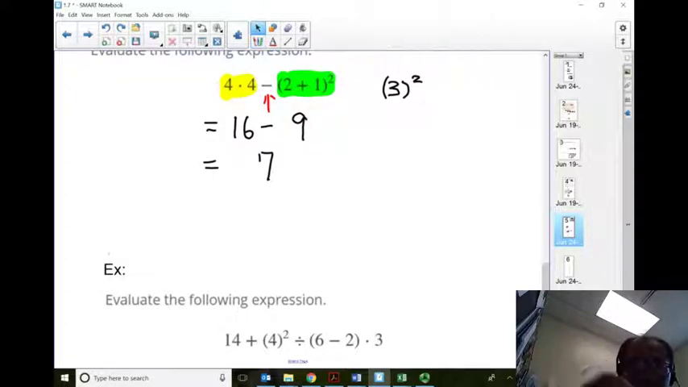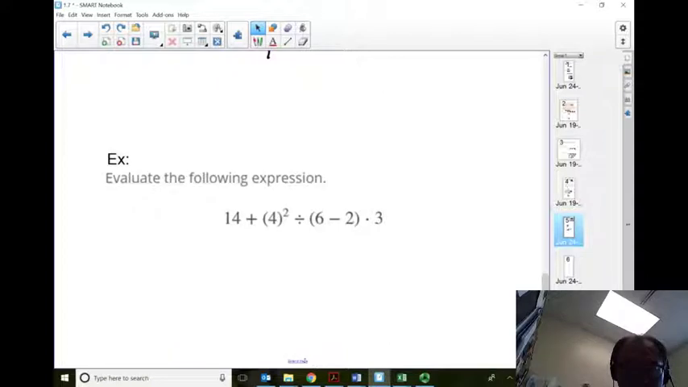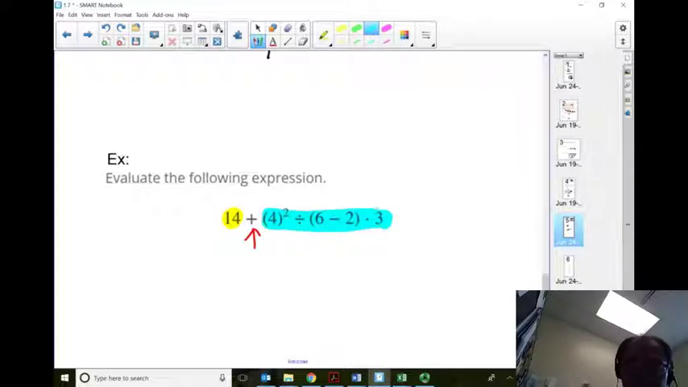All right, let's take a look at some of these more complicated ones. Looking for addition and subtraction signs outside the parentheses. If you read this, it's 14 plus 4 squared divided by parentheses 6 minus 2 close parentheses, times 3. There's only one plus sign outside the parentheses. Whatever is in front of it is one term, and whatever is behind it is one term, so all of this is one big term. Nothing to do in my first term. There's no operation, so 14 is still 14.